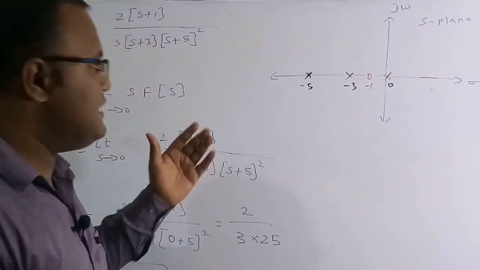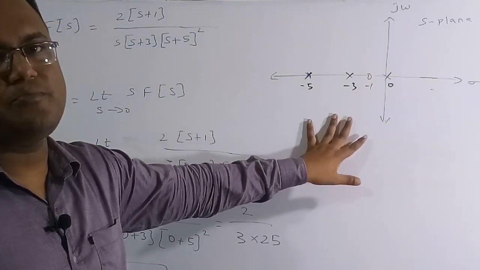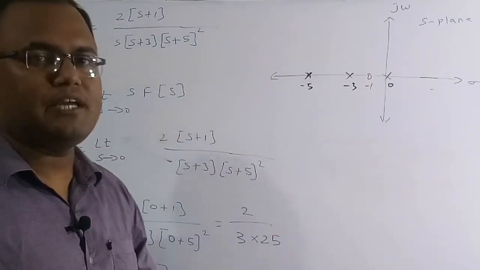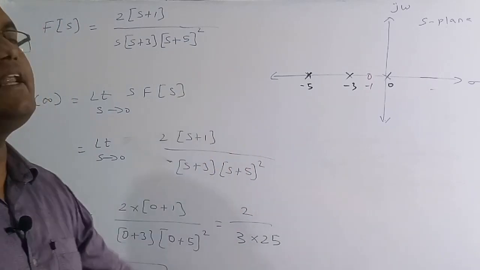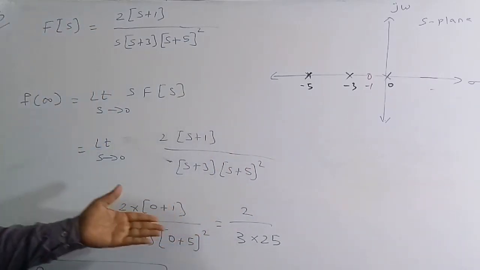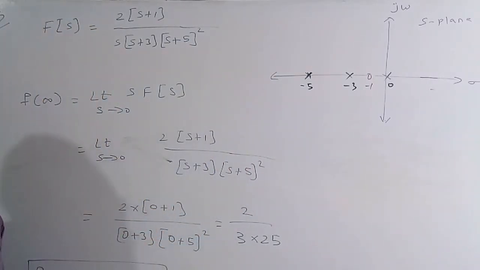So therefore here all the poles are in the left half of the S-plane, so yes, the system is a stable one, meaning it is going to have some finite value. Then we have to apply this formula, and if you solve this one we are going to get this solution. This is the correct solution of this question.